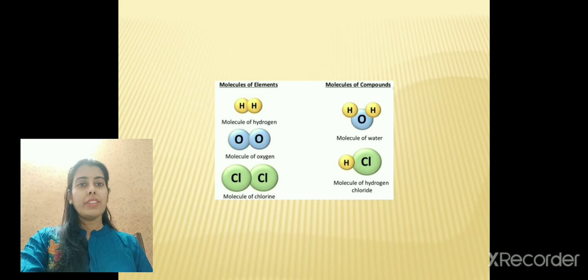Here we can understand it with the help of examples. Molecules of elements could be H2, which contains two atoms of hydrogen. O2, which contains two atoms of oxygen. So it forms one molecule of oxygen. If I take the example of chlorine, it has two atoms of chlorine, which makes one molecule of chlorine. Now talking about compounds. Molecule of water has two atoms of hydrogen and one atom of oxygen. In the case of a molecule of hydrogen chloride, we have one atom of hydrogen and one atom of chlorine.